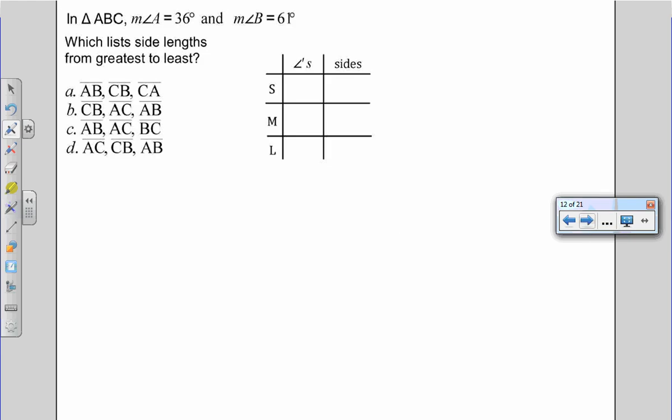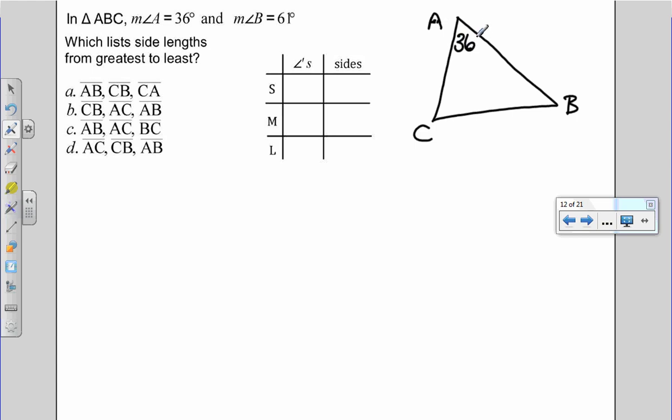In triangle ABC, the measure of angle A is 36, the measure of angle B is 61, which lists the side lengths from greatest to least. So, it helps to draw a picture if we don't have one. We've got A, we've got B, we've got C in my triangle. Angle A is 36. Make sure you put it on the inside. It is an angle, it's not on the outside. Angle B is 61. Same deal. Put it on the inside.